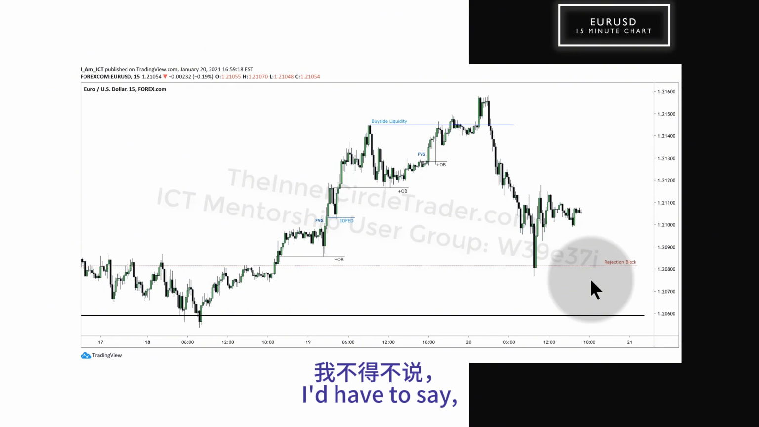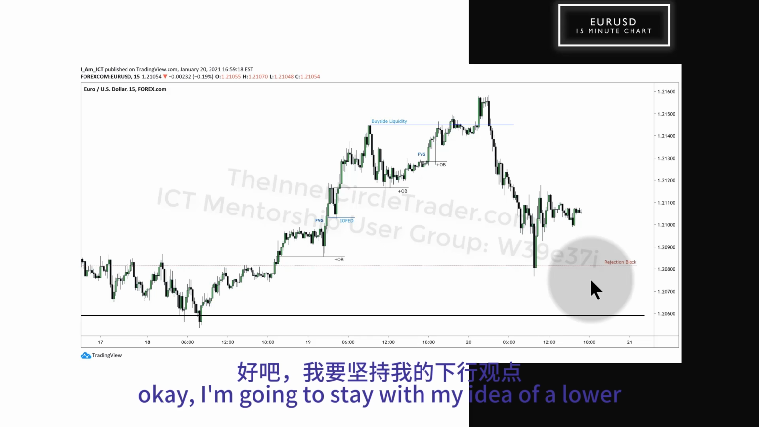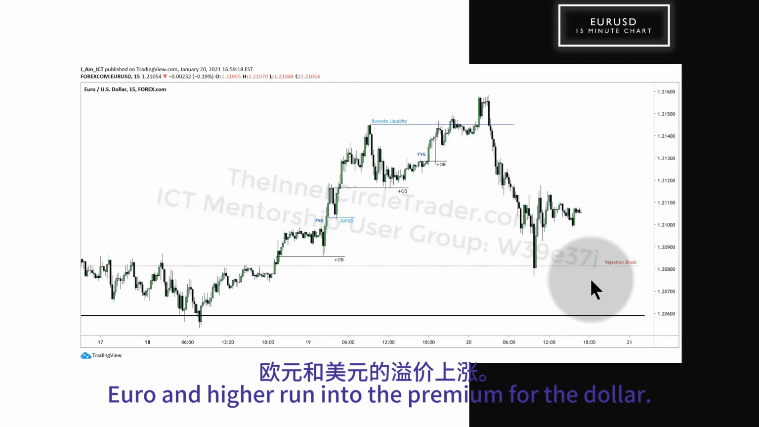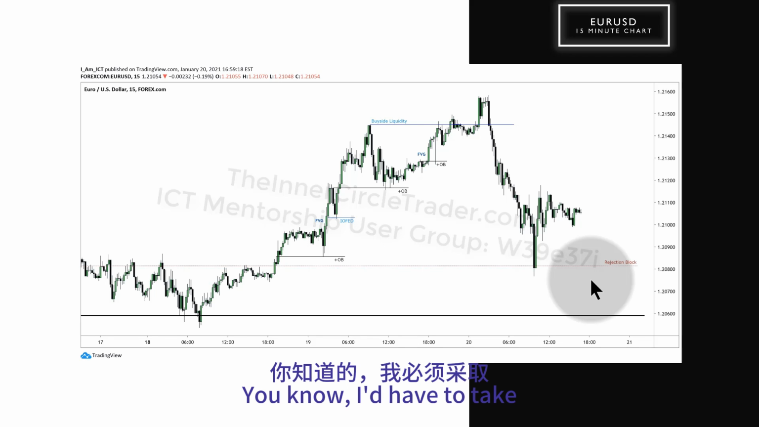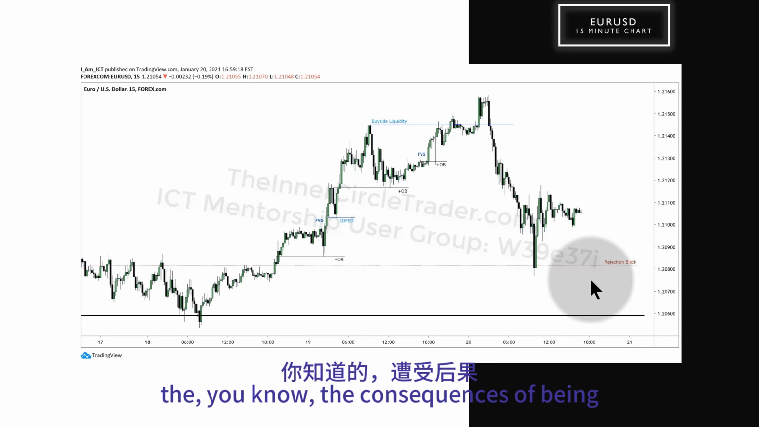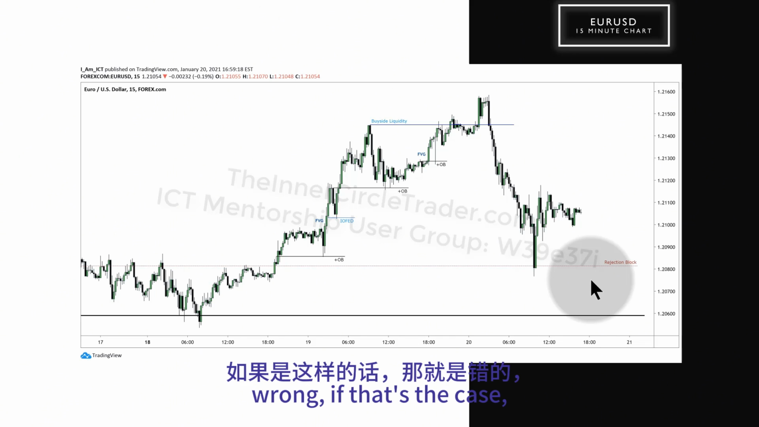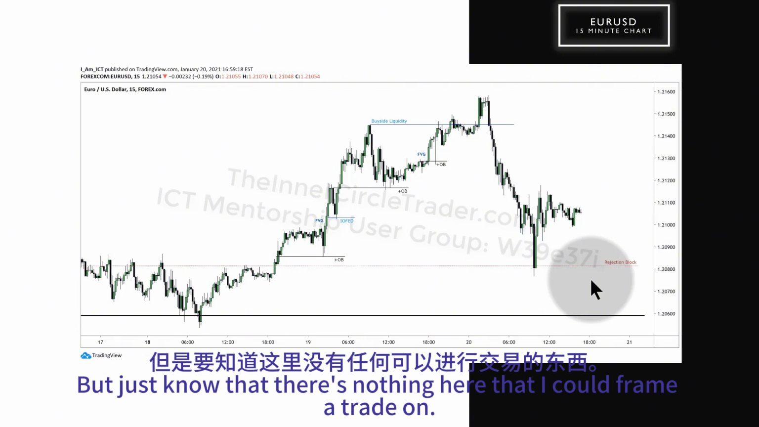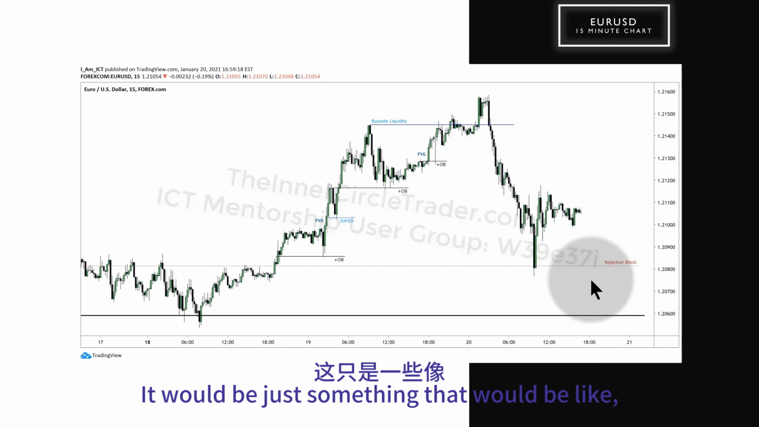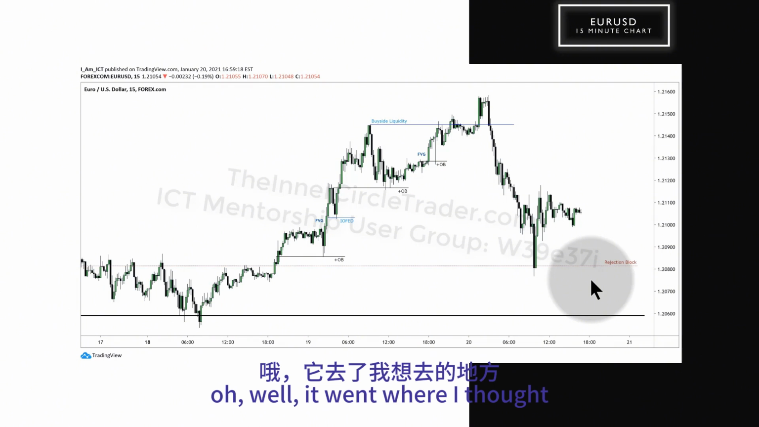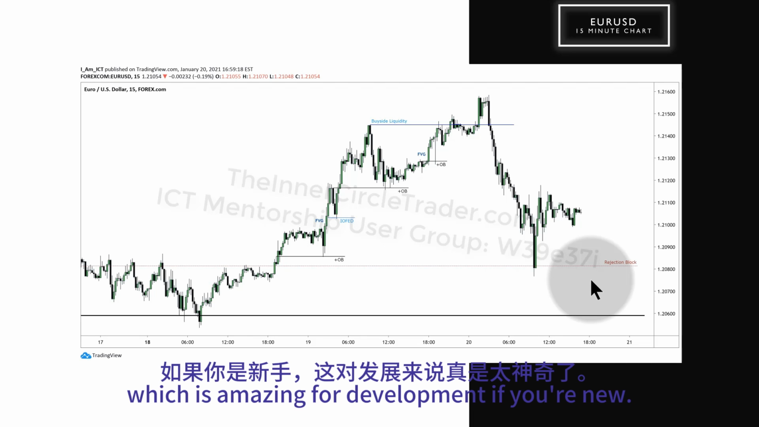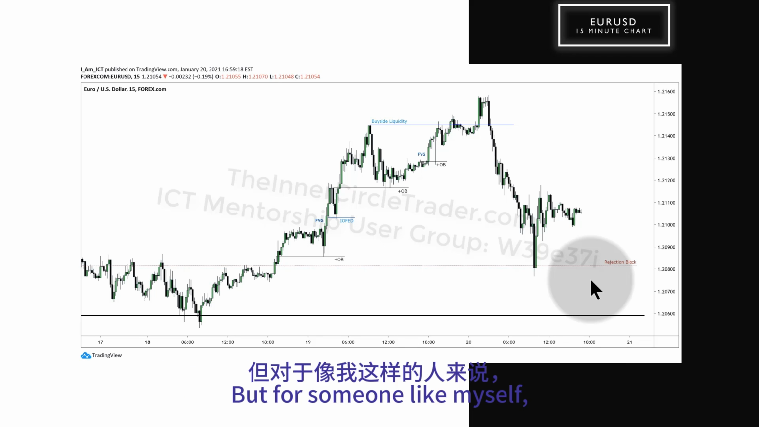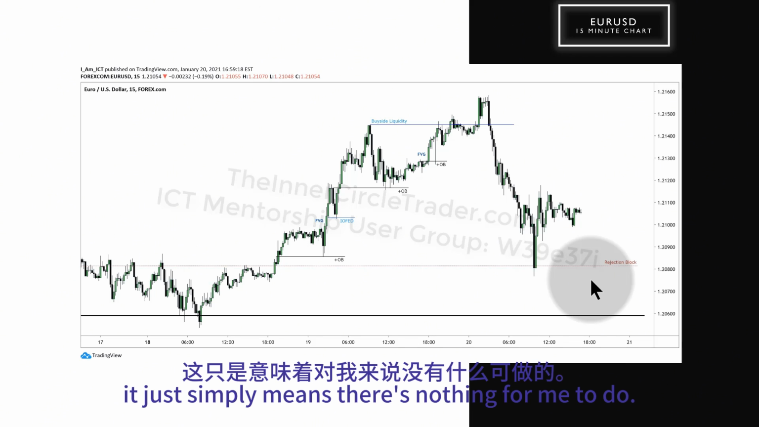I'd have to say, okay, I'm going to stay with my idea of a lower euro and higher run into the premium for the dollar. I'd have to take the consequences of being wrong if that's the case. I'm going to side with my analysis there, but just know that there's nothing here that I could frame a trade on. It would be just something like, oh well, it went where I thought it was going to go, which is amazing for development if you're new. But for someone like myself, it just simply means there's nothing for me to do.